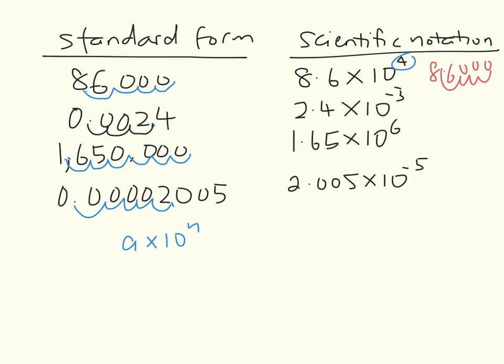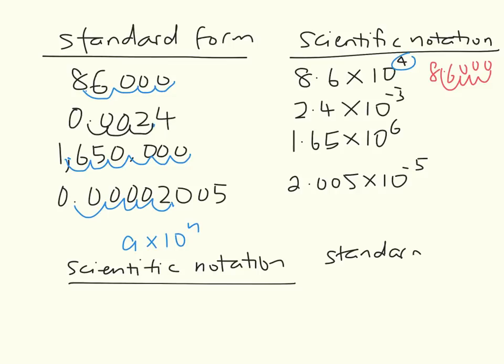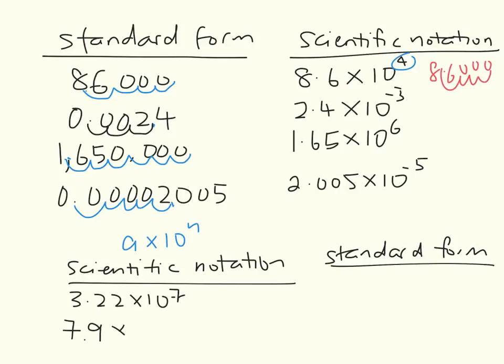Okay. Next, we're going to look at how we can write numbers from scientific notation to standard form. In this case, we have two examples. The first is 3.22 times 10 to the power of 7, and the other example is 7.9 times 10 to the power of negative 8. Maybe you want to pause the video and give yourself some time to work it out before looking at the answer.